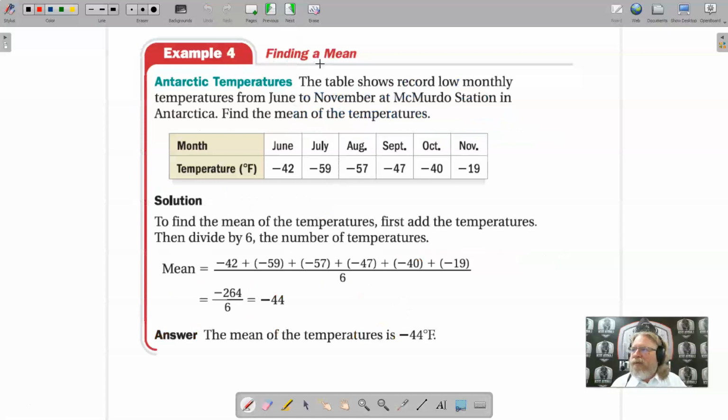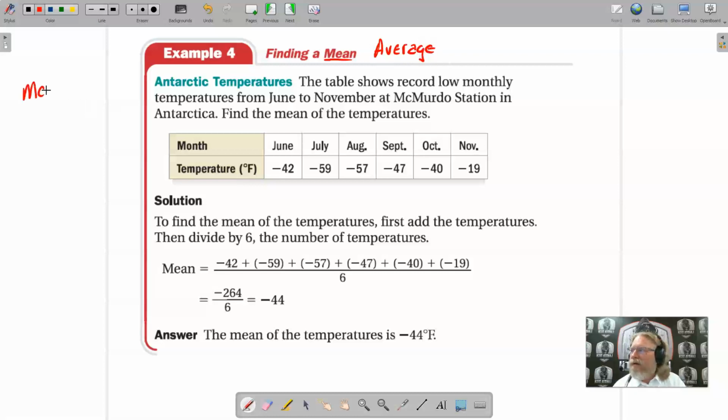On example number 4, we get to our vocabulary word of what is a mean, right? And for many people, the word that they use for it is average. They say, what's the average cost, or what's the average temperature? In this case, they're talking about temperatures. So a lot of times people think of this as average. What is the average?